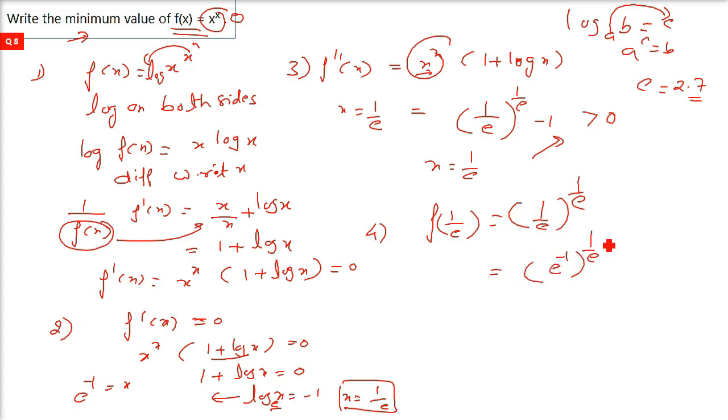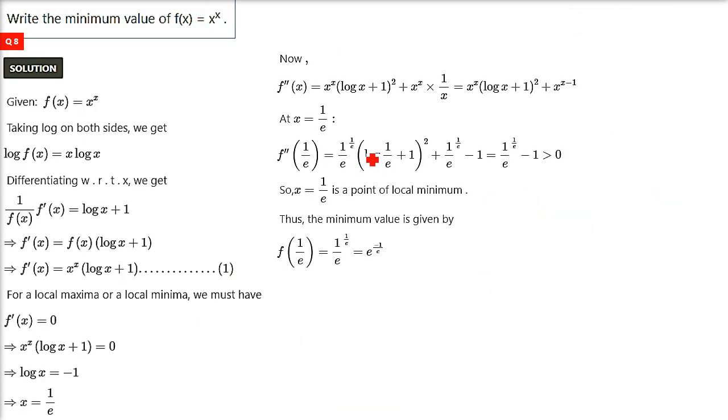What are the other ways? e raised minus 1 to the power e 1 by e. This e goes up. So this is simply negative 1 into 1 by e. So e raised minus 1 into 1 by e is e raised minus 1 by e. And this is how we prove it. So the final result is this one.